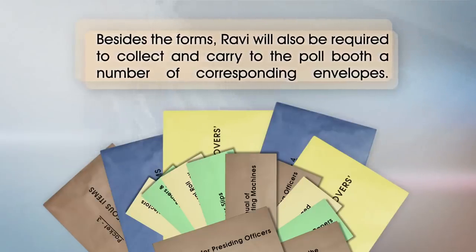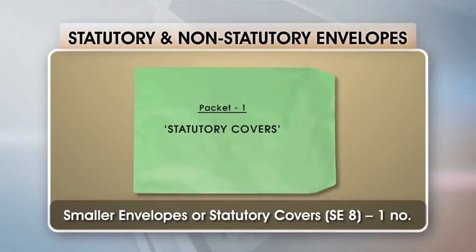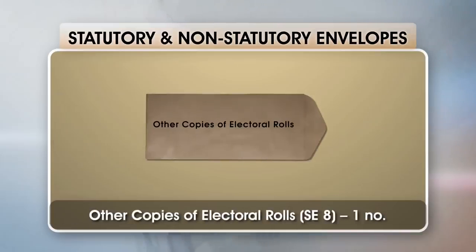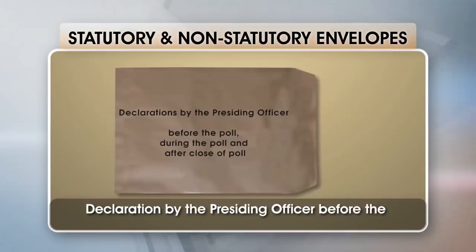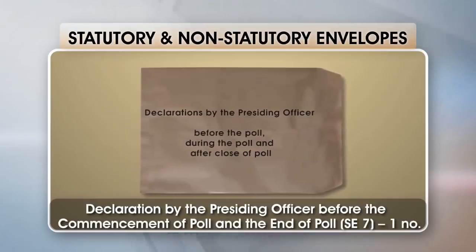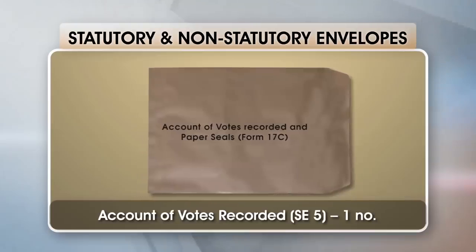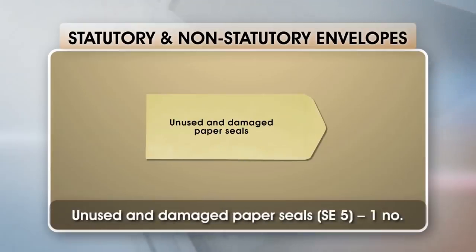corresponding envelopes. List of envelopes. For smaller envelopes or statutory covers, SE8, 1 number. For marked copy of electoral rolls, SE8, 1 number. For other copies of electoral rolls, SE8, 1 number. For tendered ballot paper and tendered voters list, 1 number. For declaration by the presiding officer before the commencement of poll and the end of poll, SE7, 1 number. For account of votes recorded, SE5, 1 number. For list of challenged votes, SE5, 1 number. For unused and damaged paper seals, SE5, 1 number.